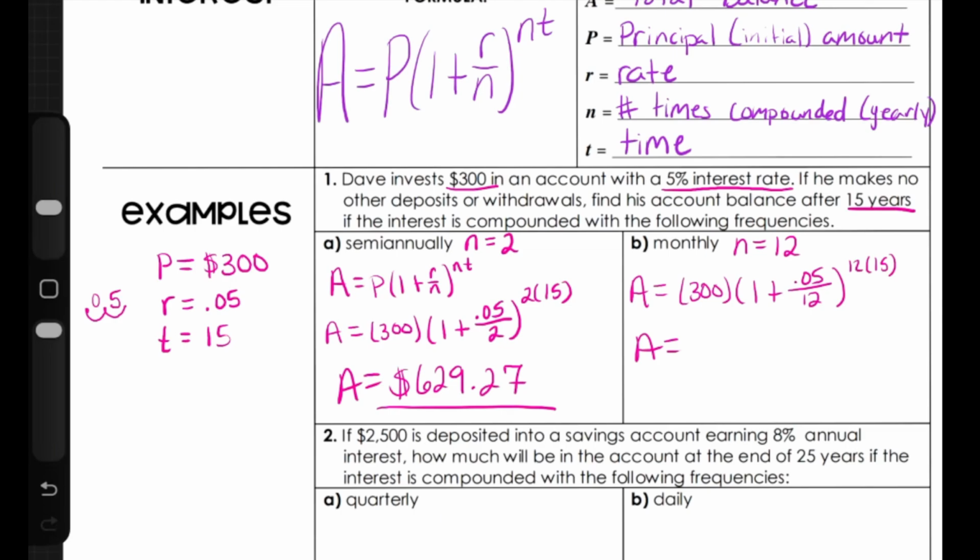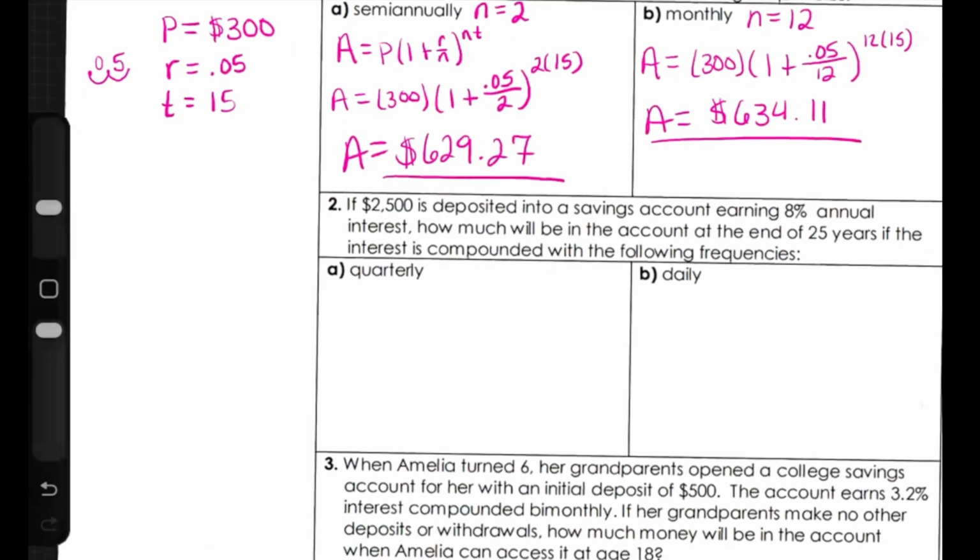Now I got 634.111, but since we're talking about dollars, we can only go to cents if we round, and this right here is what would happen if we compounded monthly rather than semi-annually, which you can see that there is a bit of a difference and monthly would give you a better rate. But let's go ahead and move on to number 2.